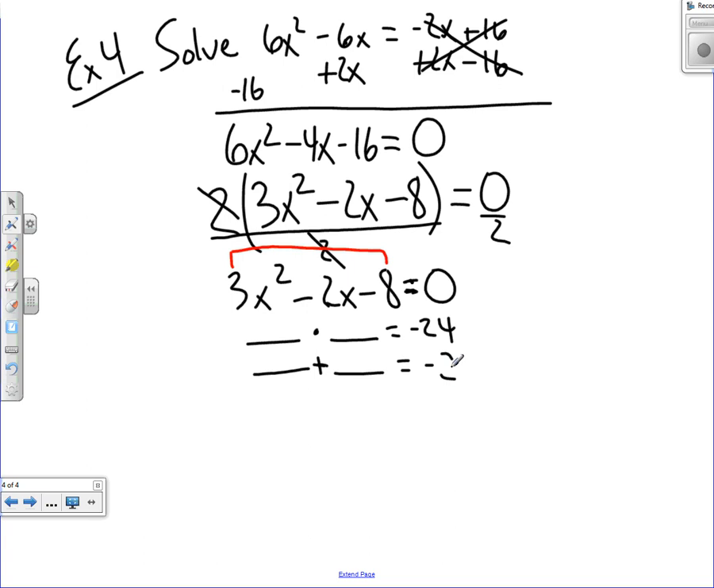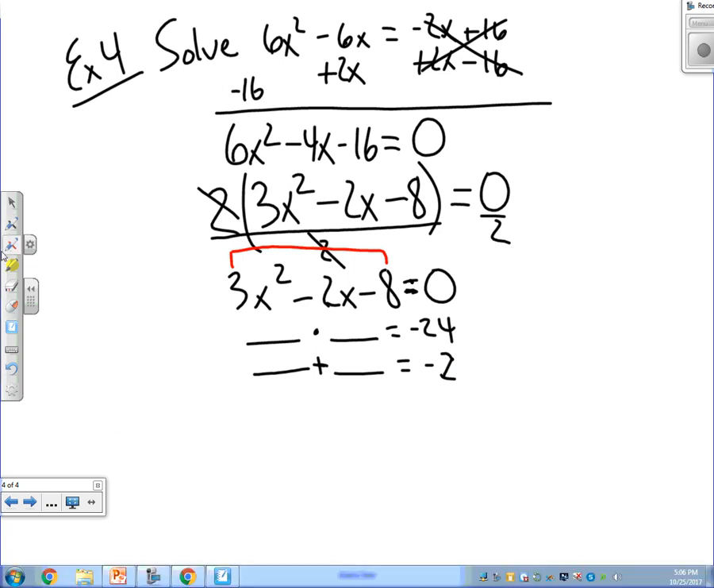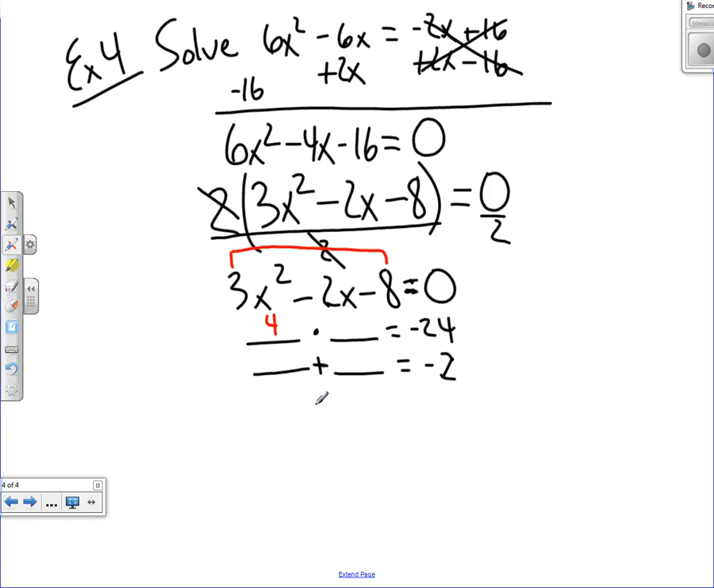Okay, pretend that's a 2. That's supposed to be a 2. What number multiplies to negative 24? Two numbers that multiply to negative 24, but those same two numbers add to negative 2. What do you got? What do you think? How about 4 and negative 6? I think that'll do the job quite nicely.